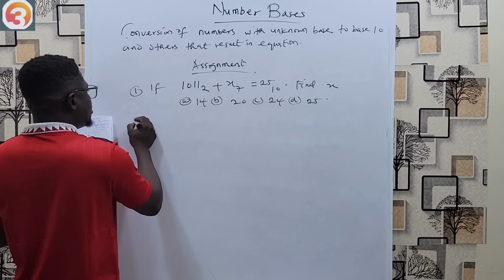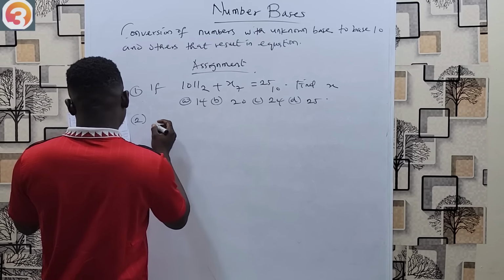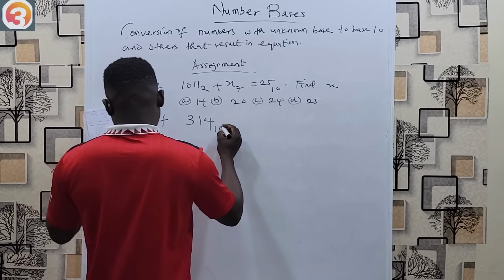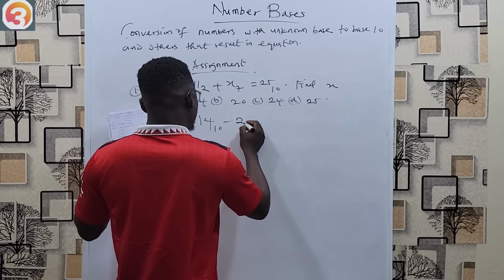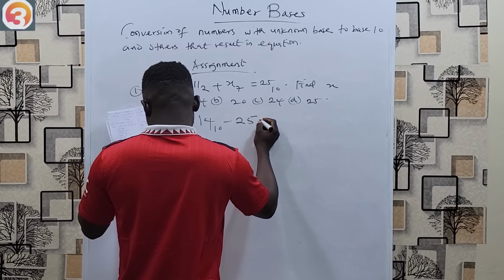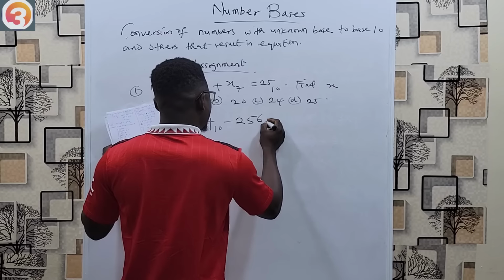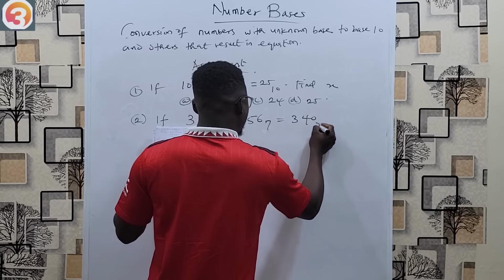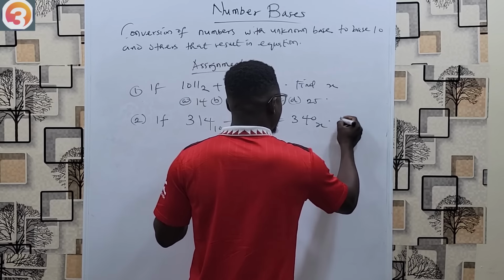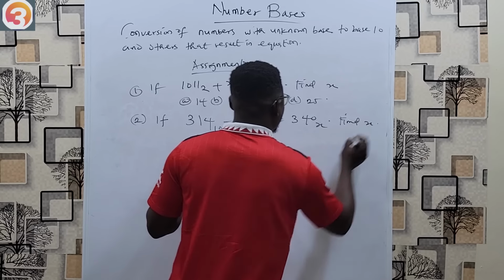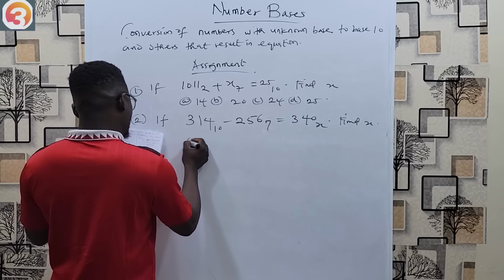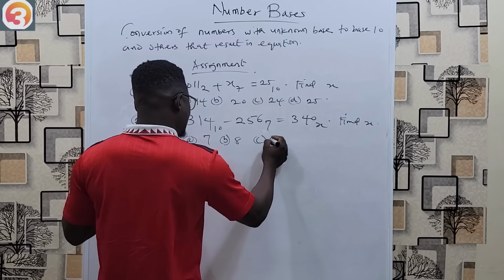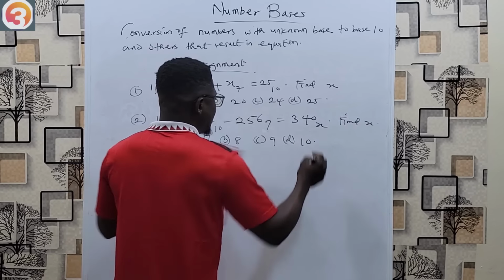So this is question 1. Question 2 is: if 314 base 10 minus 256 base 7 is equal to 340 base x, find x. The base is missing, so we'll find it. Our A is 7, our B is 8, our C is 9, our D is 10.